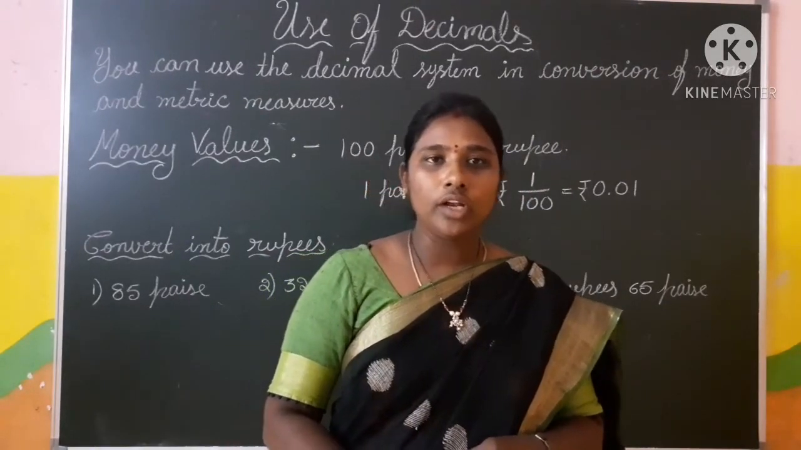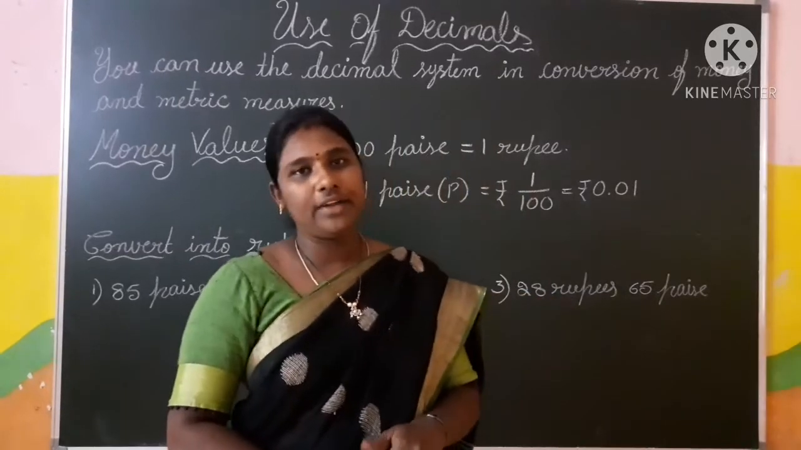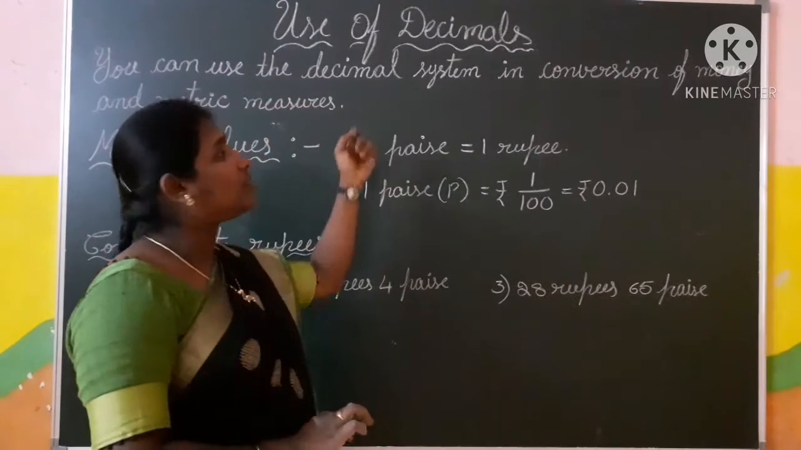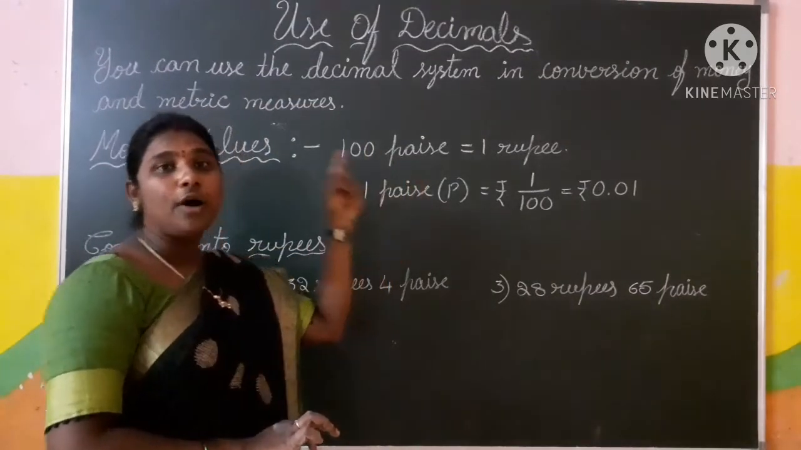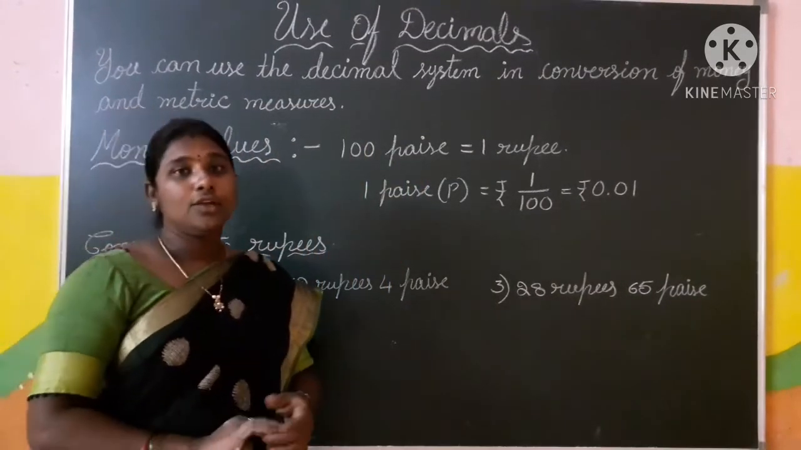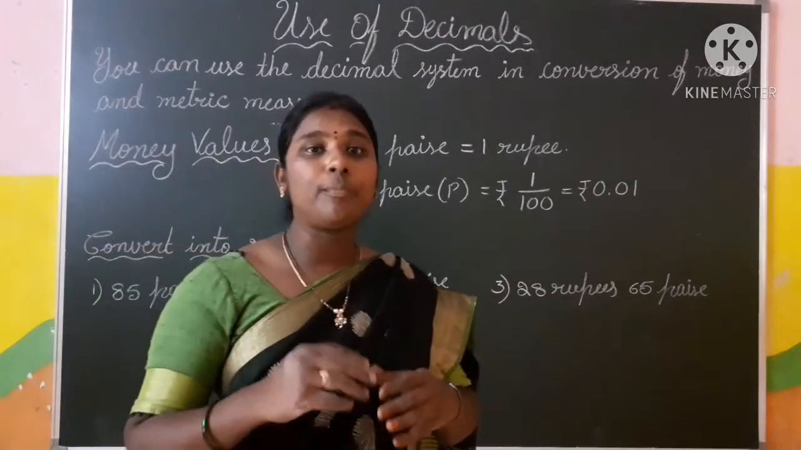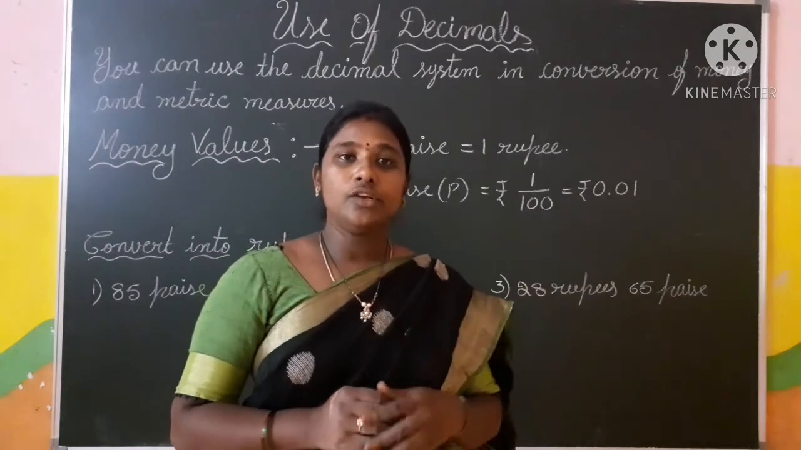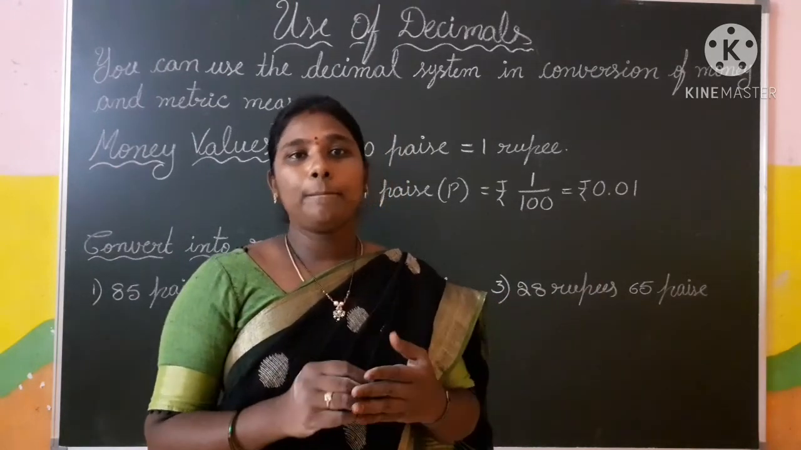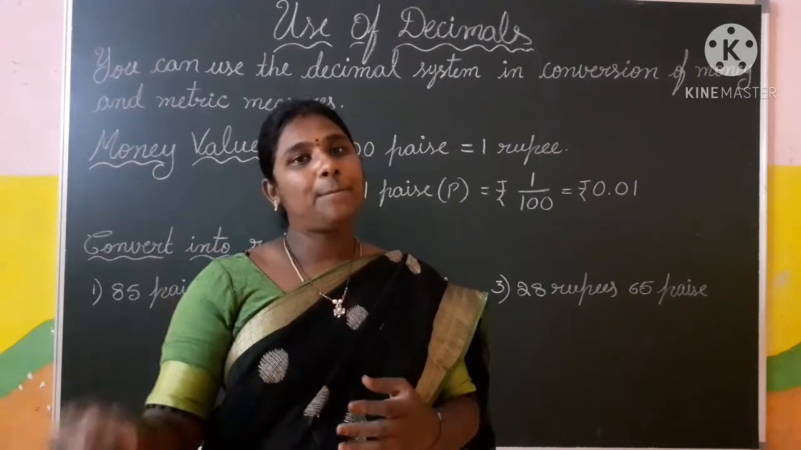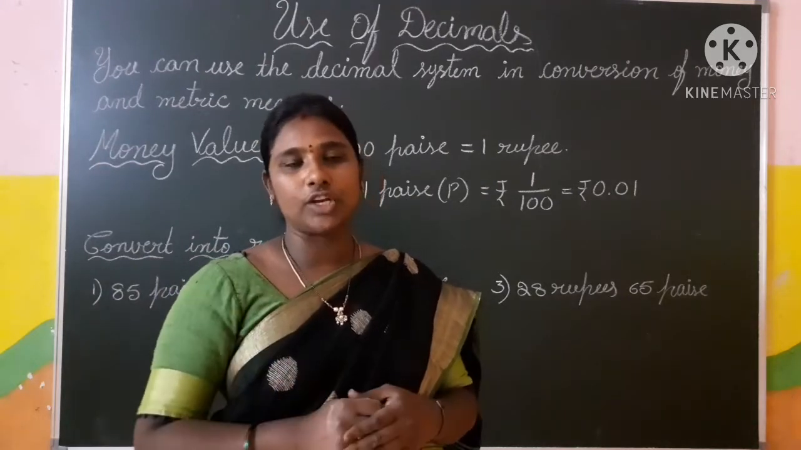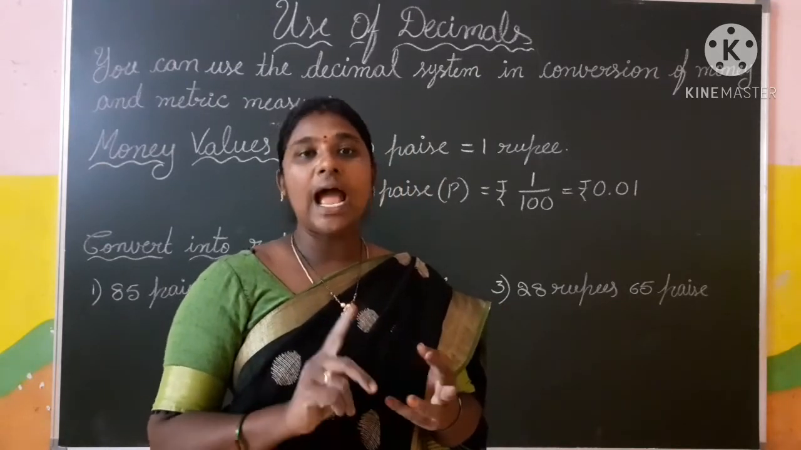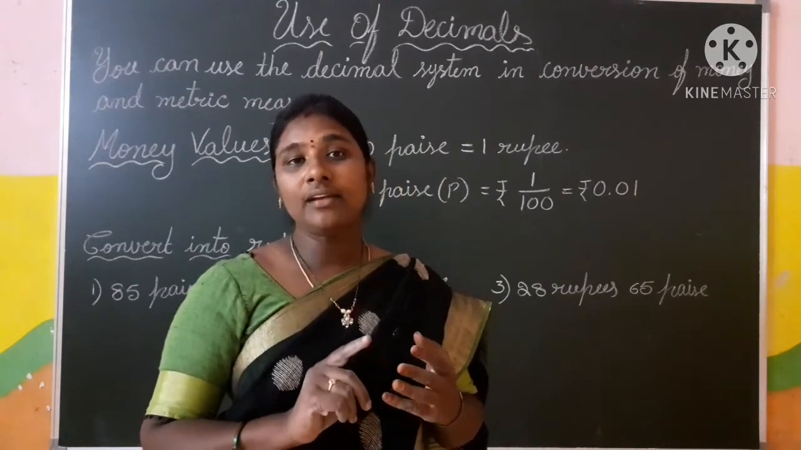Today we are going to learn about the use of decimals. You can use the decimal system in conversion of money and metric measures. What is money, you know? Rupees to paise, paise to rupees, it is one conversion. What are metric measures? Length, capacity and weight.